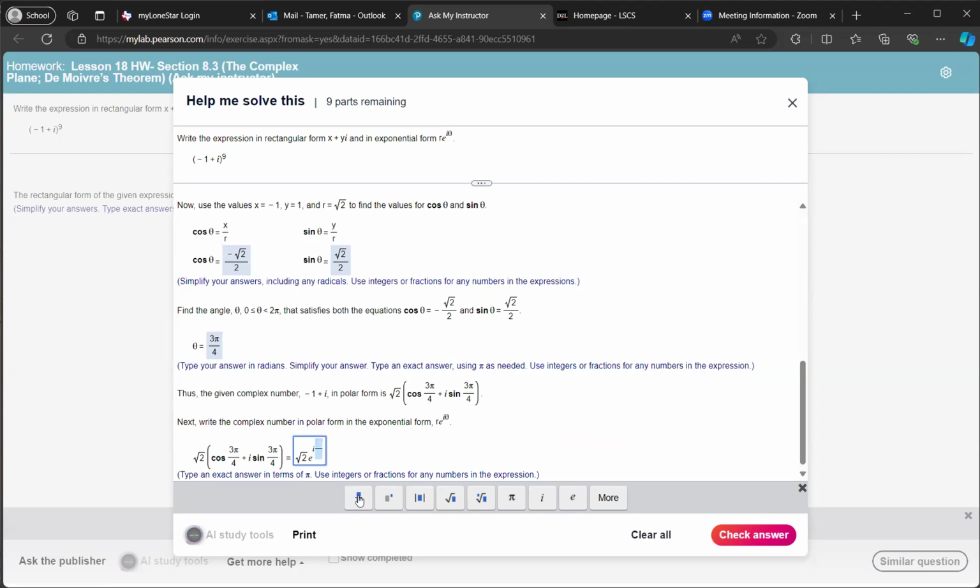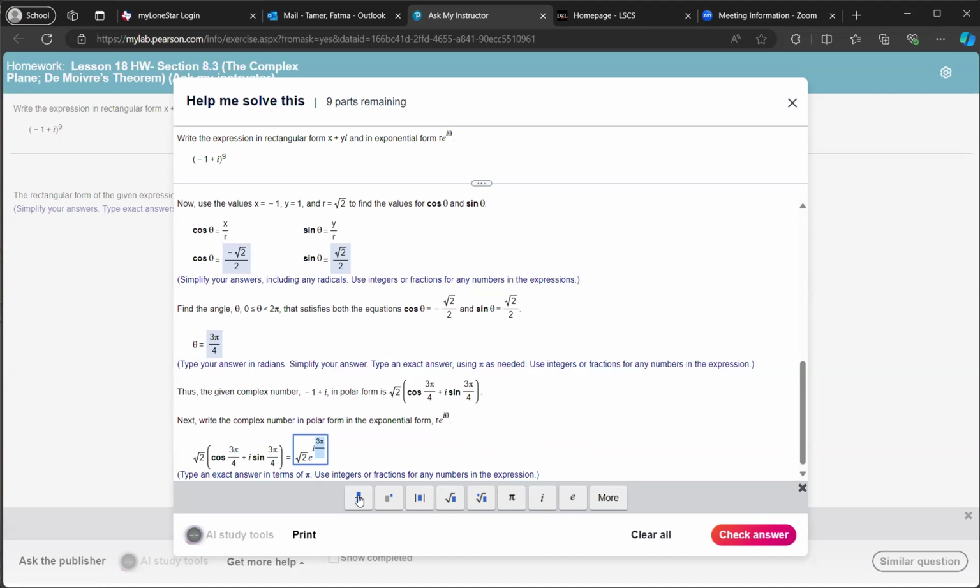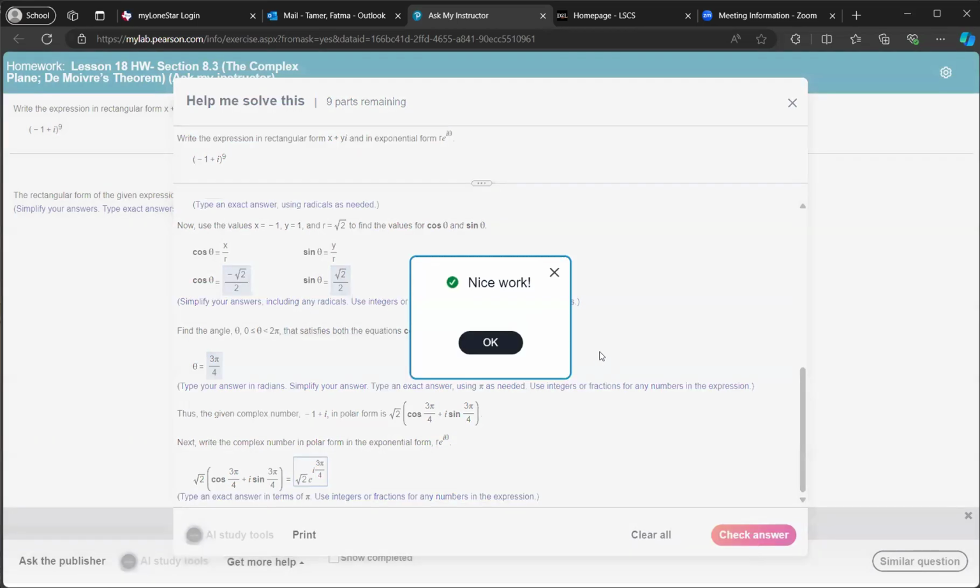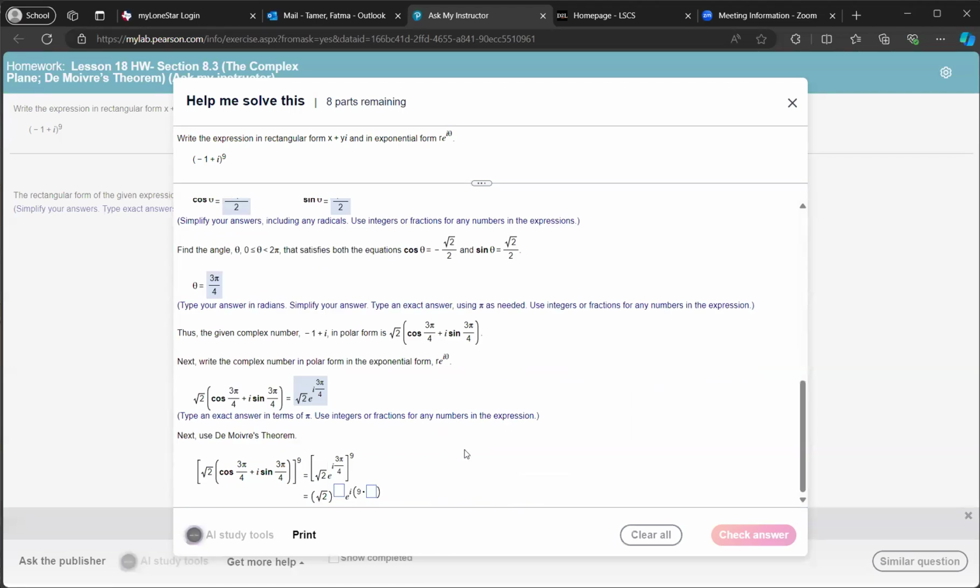And the angle here is 3 pi over 4. This is how we express this polar form in exponential form like this. And then when I check my answer, it'll say that this is also correct.